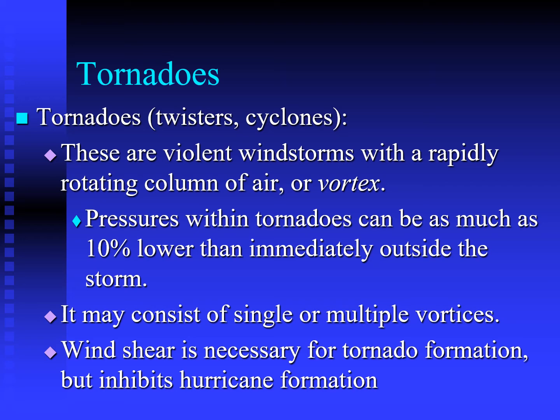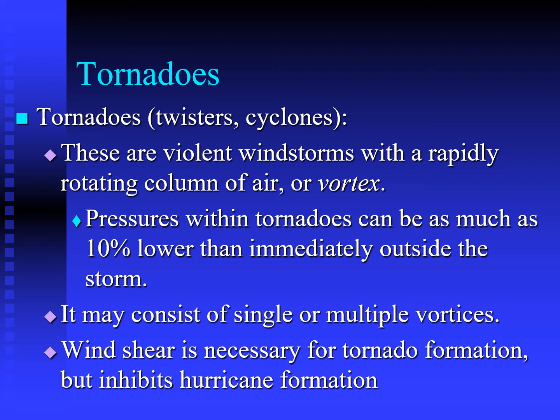Basically, they're very intense low pressure centers. So violent windstorms with a rapidly rotating column of air, which you might refer to as a vortex. So there's a big pressure difference here. So the pressure within the tornado can be as much as 10% lower than immediately surrounding the storm, and that is actually quite significant. Sometimes it's just one vortex. Sometimes it's consisting of multiple vortices.